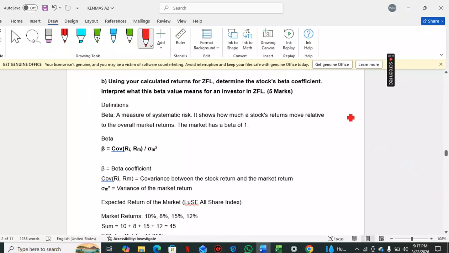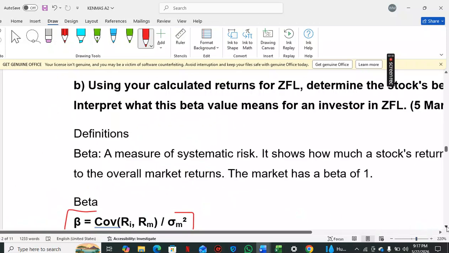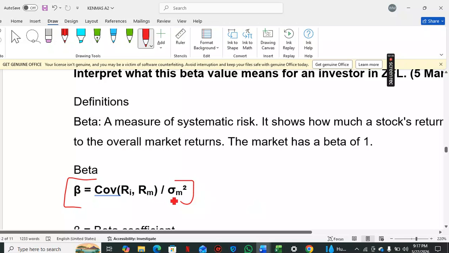So now we have to calculate the beta for the stock. So the beta of a stock, this is the formula here, colleagues. It is the covariance divided by the variance of the market. So the covariance of ZFL stock and the Lusaka Securities Exchange, divided by the market variance.